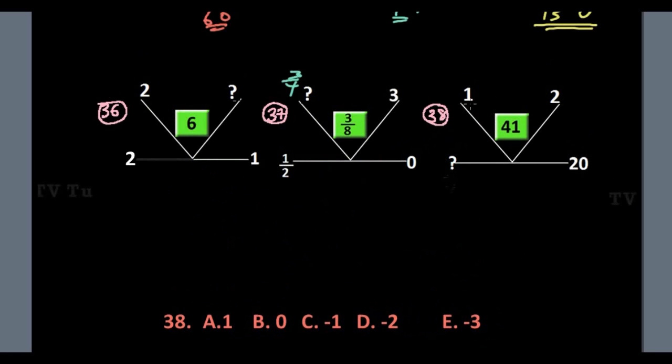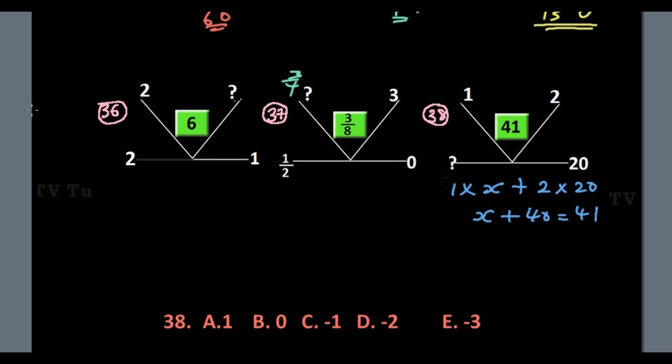Alright, now we go for question 38. So the product of the numbers on the left hand side, 1 times x, plus the product of the numbers on the right hand side, 2 times 20. Okay, so 1 times x gives us x, plus 2 times 20 gives us 40, equals 41. That is the number at the center.